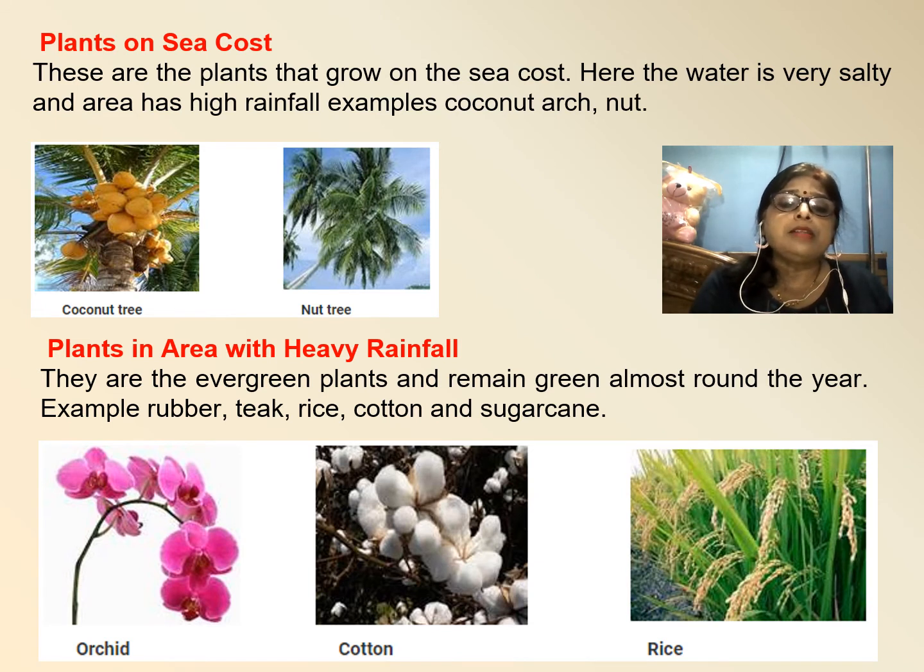Next topic, plants in the area where heavy rainfall is found. In the last topic, you learned about the desert area where the least rainfall is found. The plants of the area where heavy rainfall is found are evergreen plants and remain green almost round the year. Throughout the year, they are green in color and they never shed their leaves in any season. Examples of such plants are rubber, teak, rice, cotton, and sugarcane. These are all about different types of plants.